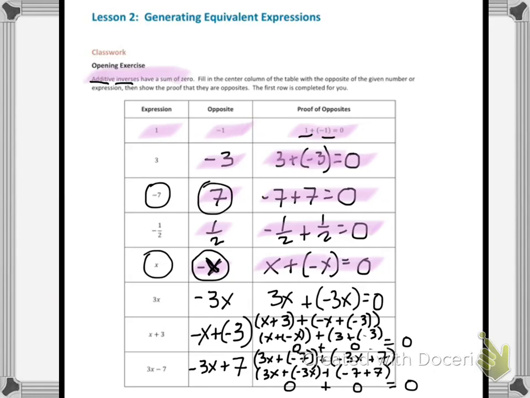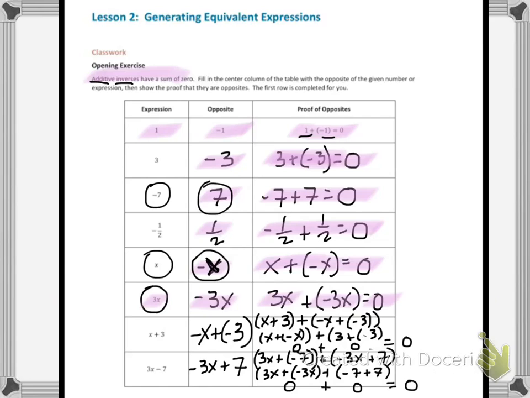Now 3x is a term. So the opposite of 3x is -3x. It's not -3 x, it's negative 3x, because here we have multiplication implied with the 3 and the x right next to each other. Proving that, we just add the 3x we had originally, and then we add the negative 3x. We're adding its inverse, and we get 0.